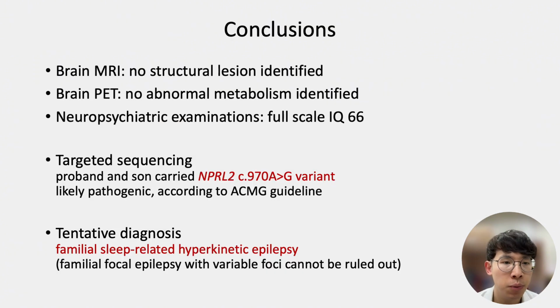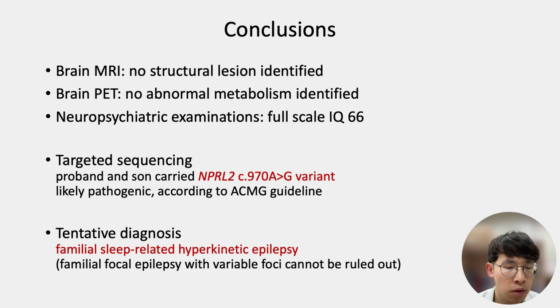Here I'll make a brief summary of the patient's workup and diagnosis. On his brain MRI, we did not identify any structural lesion. His brain PET did not show any abnormal metabolism, and the patient had a full-scale IQ of 66. Targeted sequencing revealed a C970A2G mutation in the MPRL2 gene in both the patient and his son, and this was designated as likely pathogenic according to the ACMG guideline.